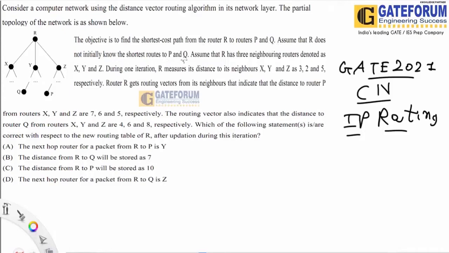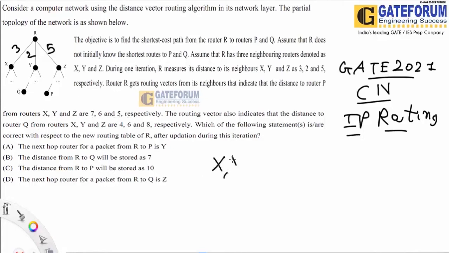Assume that R does not initially know the shortest path to P and Q. Assume that R has three neighboring routers denoted X, Y, and Z. During one iteration, R measured the distance vector to X, Y, and Z as 3, 2, and 5. So basically, the distance of X, Y, and Z from R is 3, 2, and 5 respectively. R gets the routing vectors from the neighbors, which indicate the distance to router P. So from X, Y, Z to P the distance is given.